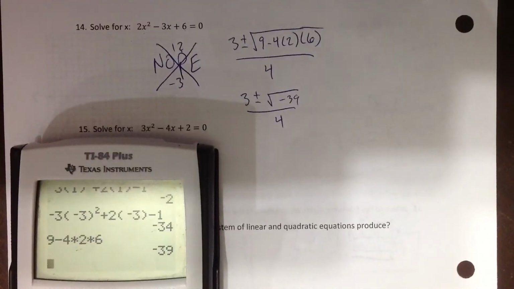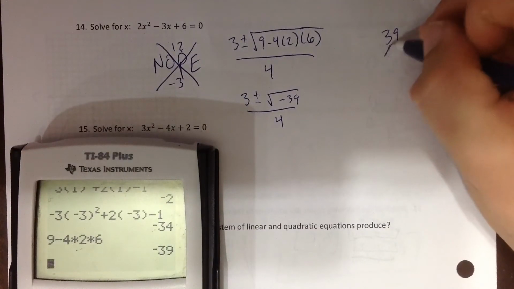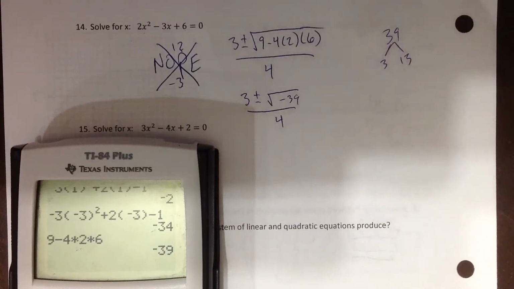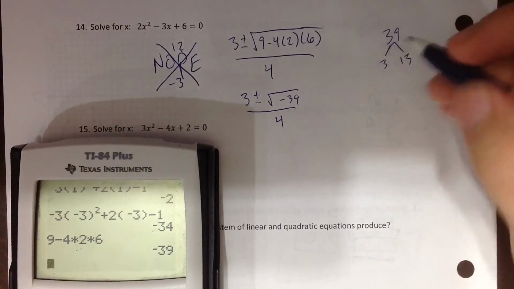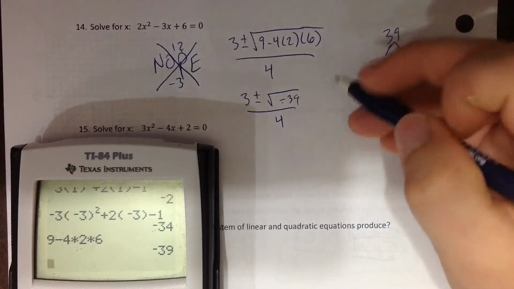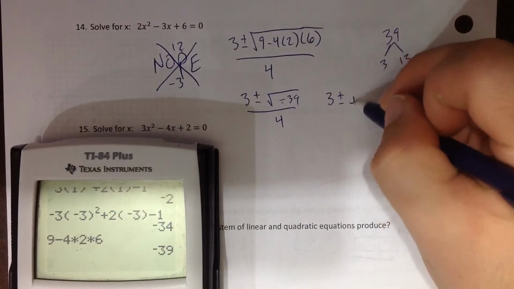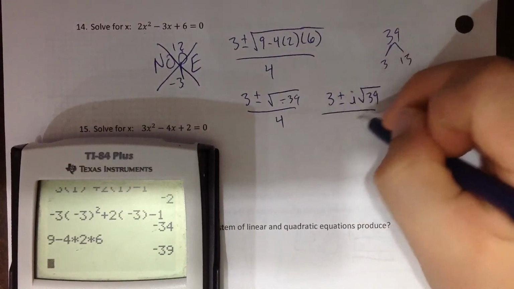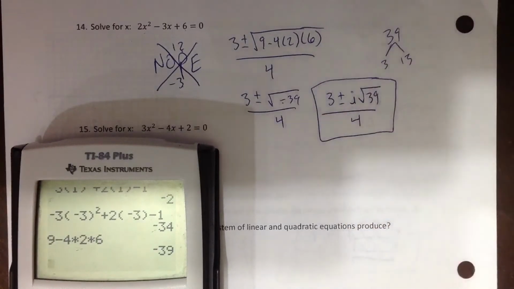And then the square root of negative 39, I'd come out to the side, and I know that's 3 and 13. That doesn't go any further, so there's no pairs. But I know there's a negative under the square root, so I can pull out the i, the imaginary number. And that's my final answer. That's as far as I can take it.